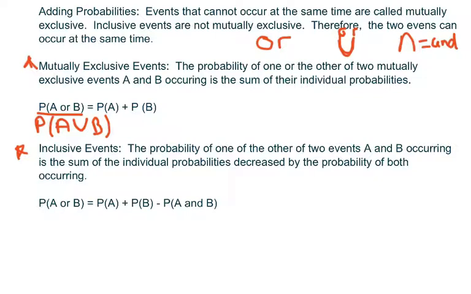Now, inclusive events mean that when you did this probability of the event A and B, this included some of the probabilities. You have to subtract it back out. And I think the best way to talk about this is just to do some examples.